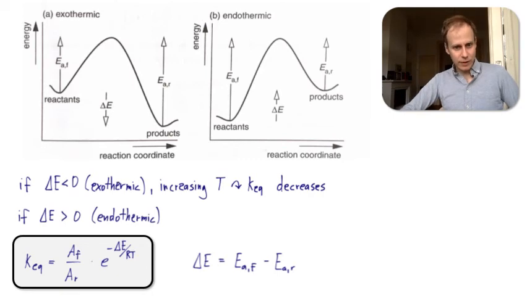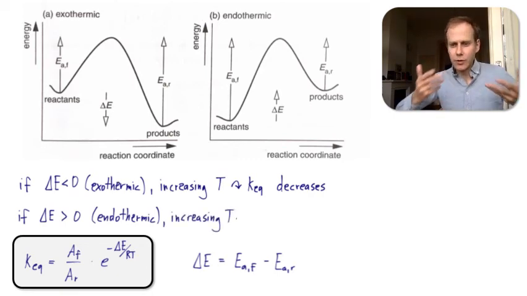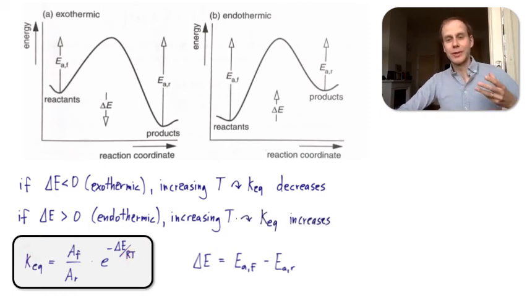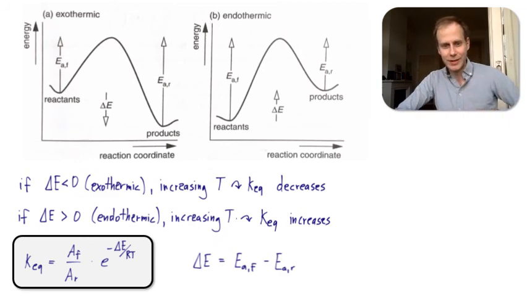Now we increase the temperature. Right here I write it. Endothermic, delta E is positive. Increasing the temperature, what does that do? Since it's negative, the whole expression with an increasing temperature, I make it less negative, right? The less negative it is, the bigger this exponential term is. So the bigger the exponential term is, the bigger the equilibrium constant is. So increasing the temperature for an endothermic reaction increases the equilibrium constant, and we go more to products.